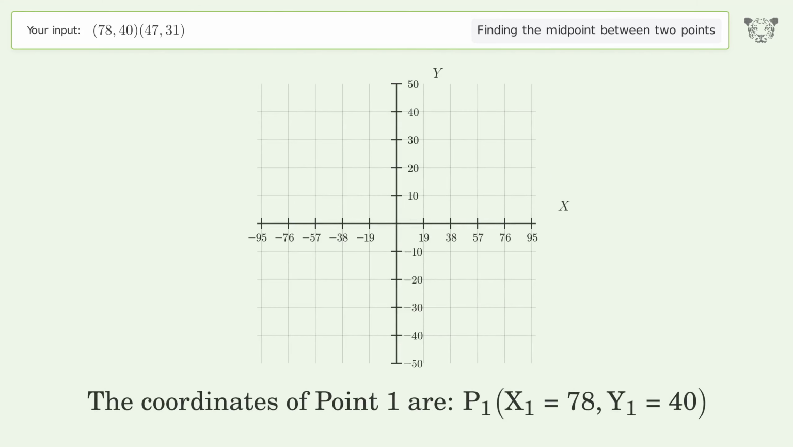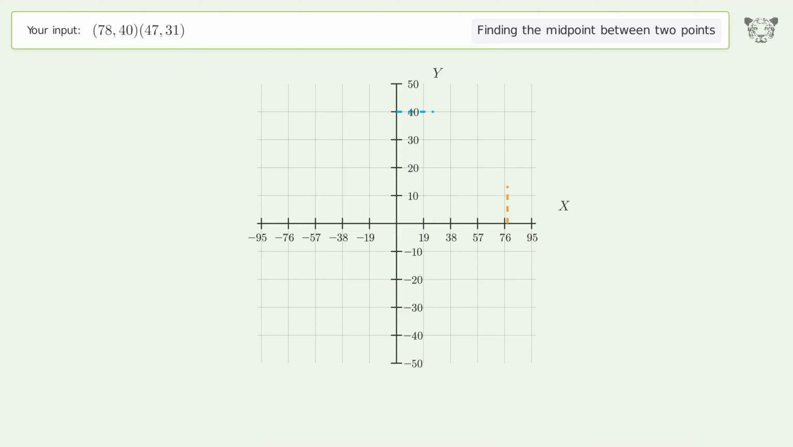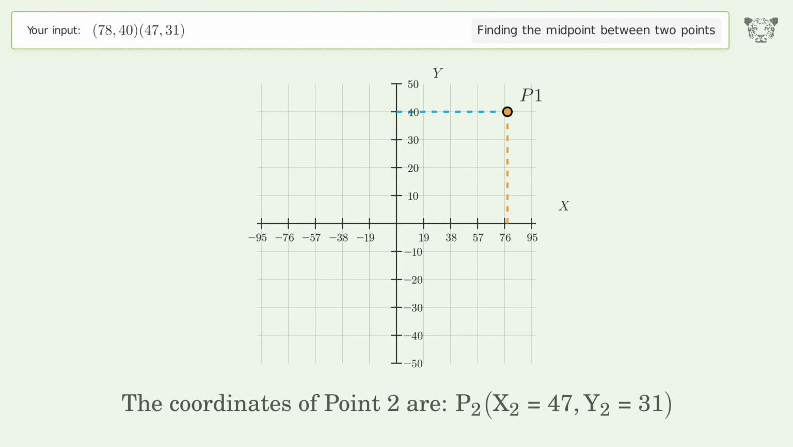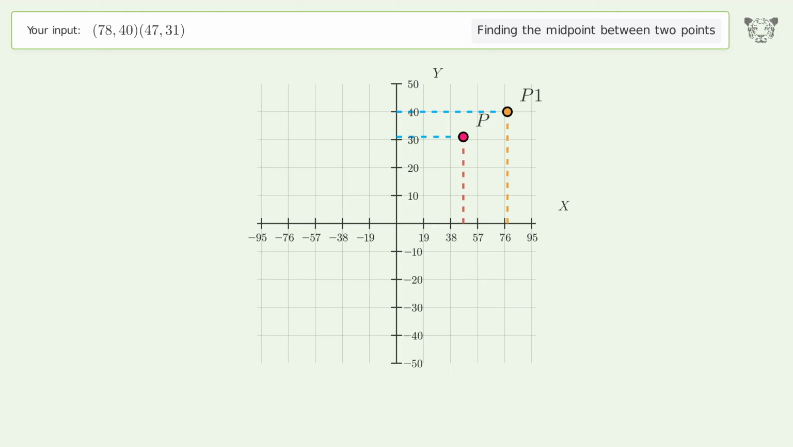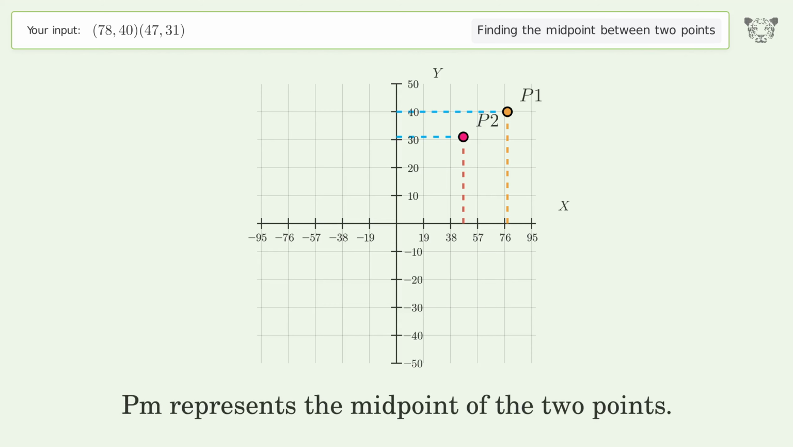The coordinates of point 1 are x1 equals 78, y1 equals 40. The coordinates of point 2 are x2 equals 47, y2 equals 31. PM represents the midpoint of the 2 points.